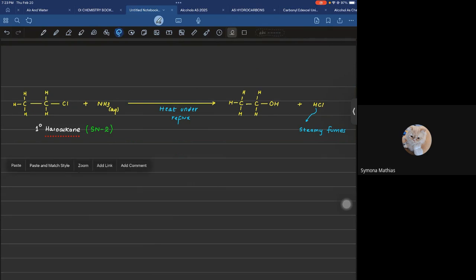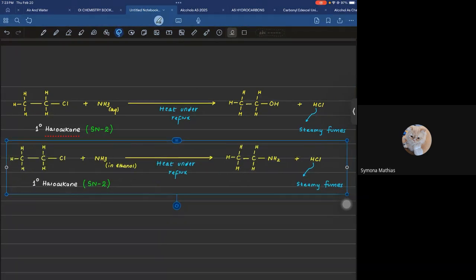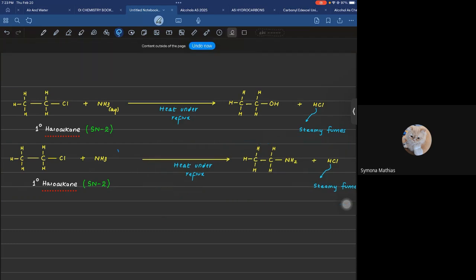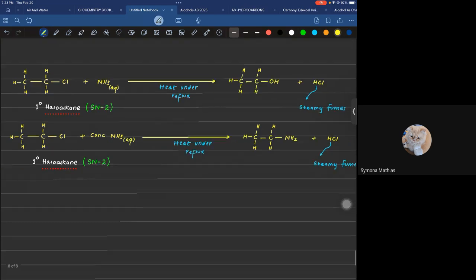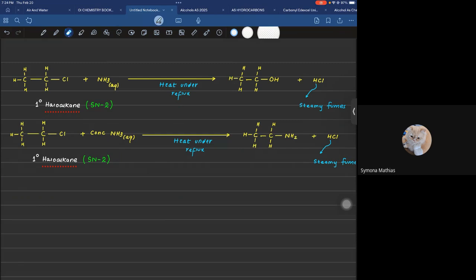Or what if I am using concentrated ammonia aqueous and heat under reflux? Again the same product would be produced, amine. Again amine would be produced. That's the reason. Right?